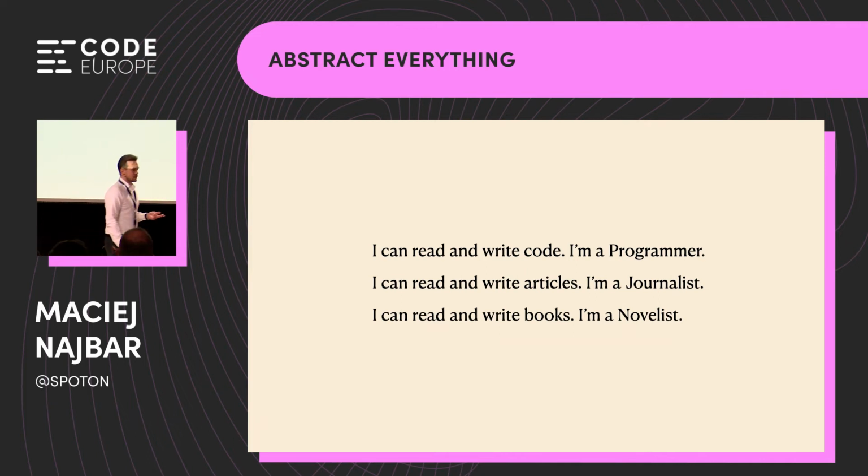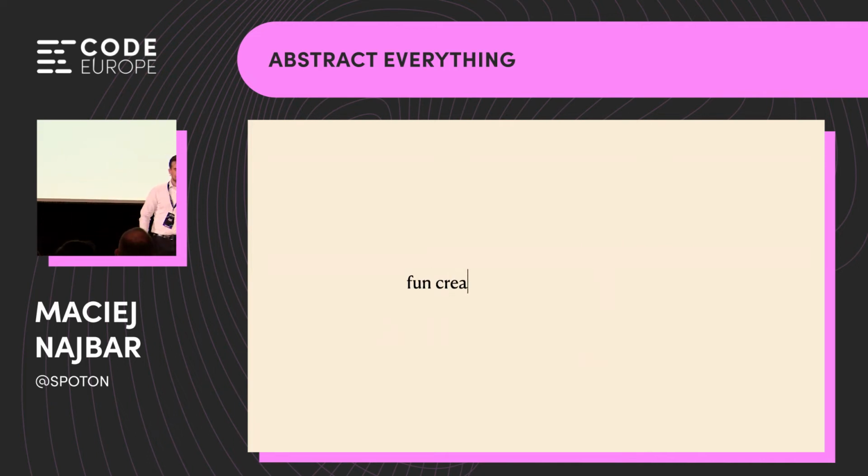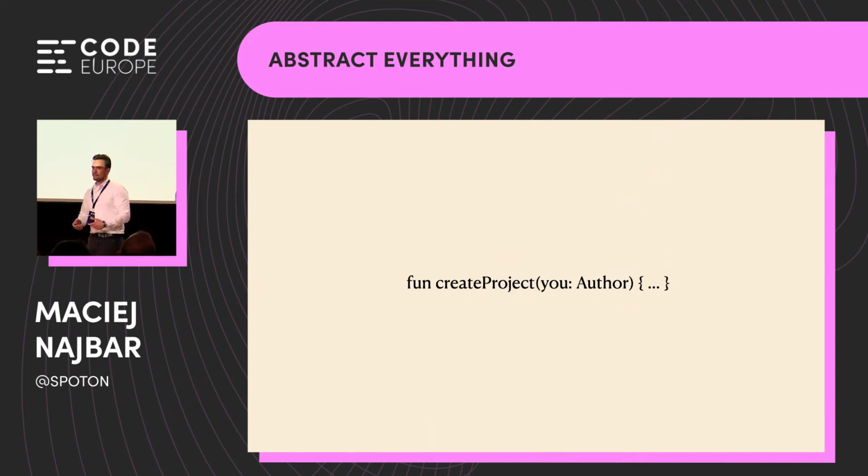So, if I create a method, create project, you author, I can pass any author, and the project will be created. If I change the type to a programmer, I definitely mean to create a program. It's amazing how abstractions give us the idea of what is going on. And it works both ways.